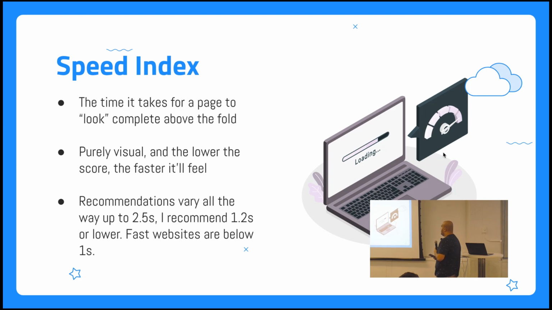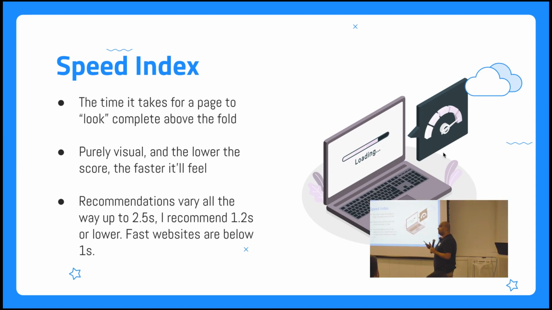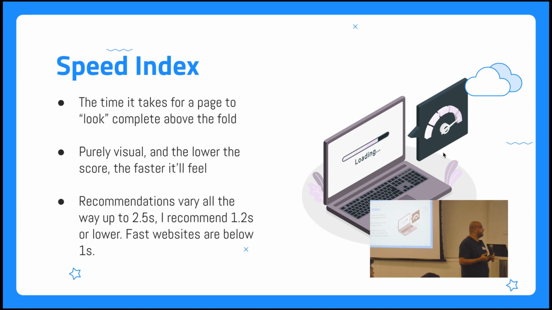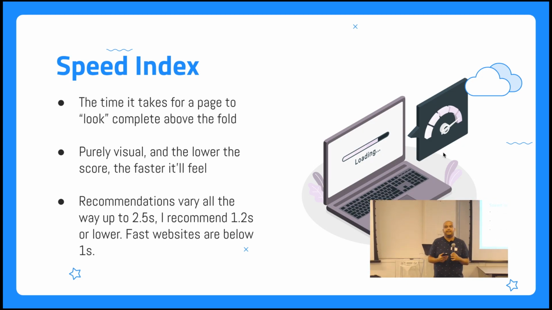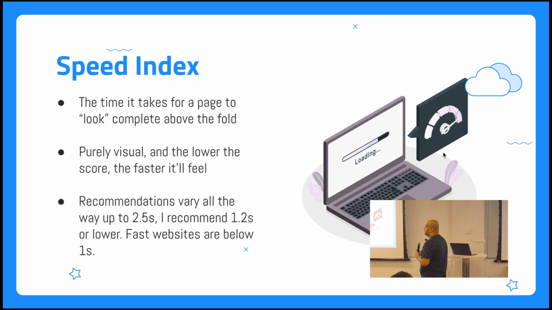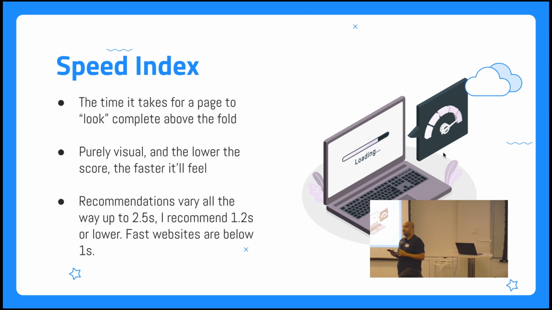The last one is speed index. It doesn't matter as much anymore because there are other metrics that will be coming up later that kind of do the same thing. It's the time it takes for a page to look complete. The main reason this exists is it's purely visual, and the lower the score, the faster it feels to the user. And recommendations vary all the way up to 2.5 seconds. You shouldn't actually be over 1.2 seconds. In reality, if you want to claim you have a fast site, it should be 800 milliseconds. Just saying.